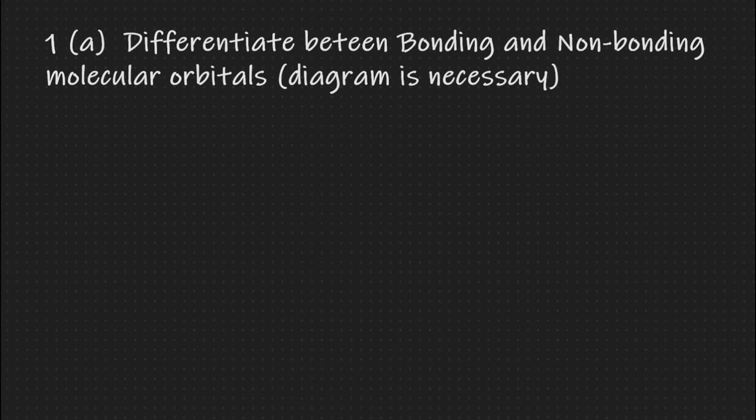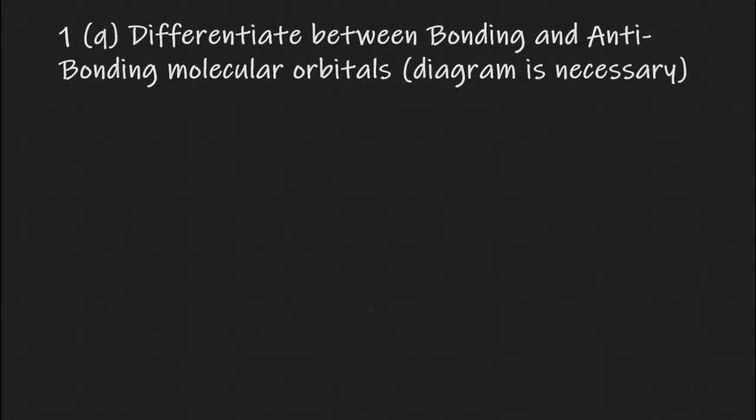Right, the first question, question 1a, says: differentiate between bonding and non-bonding molecular orbitals. Diagram is necessary. The question now is, what are molecular orbitals? Molecular orbitals are formed due to the combination of individual atomic orbitals. So two orbitals will contribute electrons in order to form a molecular orbital, and that molecular orbital is the orbital of that new molecule formed.